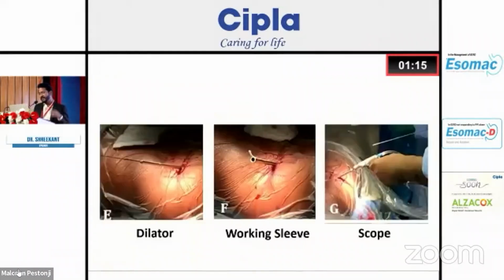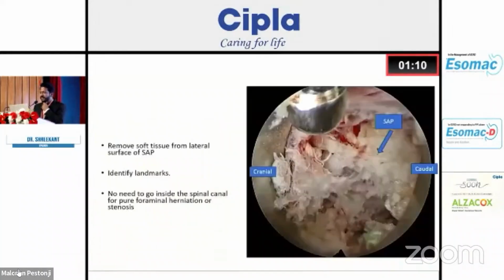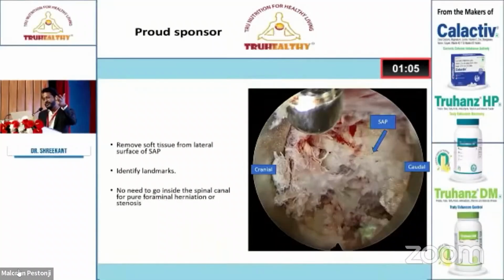Next step is putting the dilator inside, then the working sleeve, and then the scope. As soon as you enter inside, the endoscopic picture will be like this. You will encounter the soft tissue over the SAP. Try to remove the entire soft tissue over the SAP. You can RF it. Again, one important stage: take your time to remove the soft tissue and take your time to identify the structures. As far as the foraminoplasty is concerned, the most important landmark is the SAP pedicle junction. Identify the junction because your work is going to start from the base of the superior articular process.